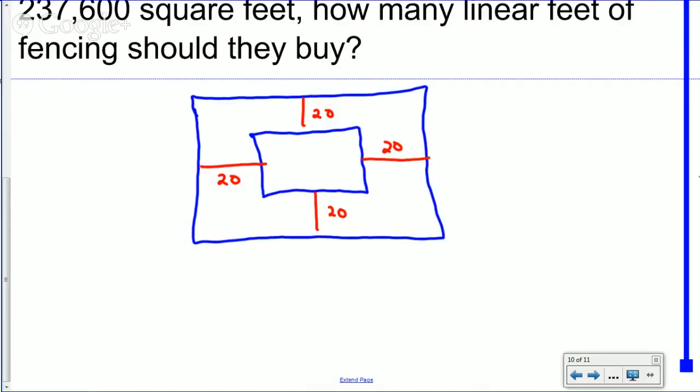Let's say that this is X and this is Y. They want this total area in here to be 237,600. Well, this is X, then this long side here will be x plus 40. It's this length plus the 20 on each side. And this one will be y plus 40 because it's the y length plus 20 on each side. And they want the whole thing to be 400,000.